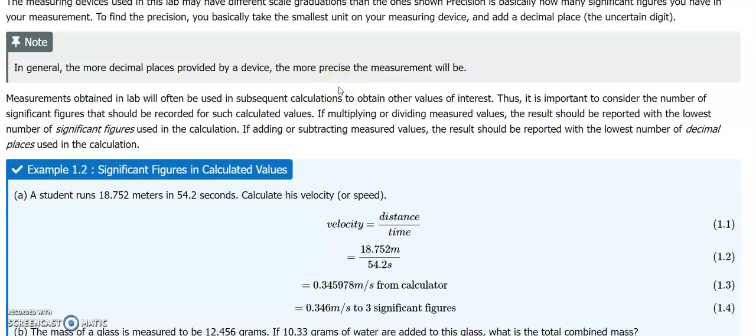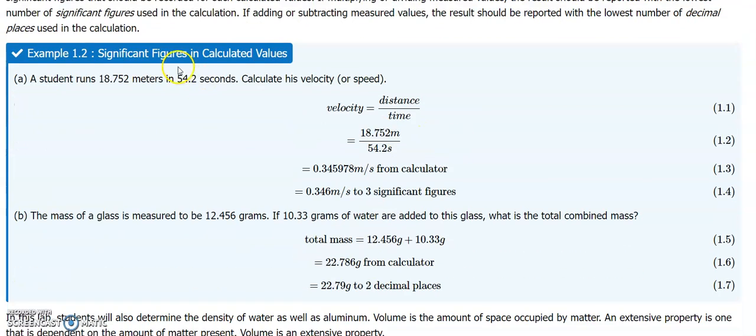Measurements obtained in this lab will often be used in subsequent calculations to obtain other values of interest. It is important to consider the number of significant figures that should be recorded for each calculated value. If multiplying or dividing measured values, the result should be reported with the lowest number of significant figures used in the calculation. If adding or subtracting measured values, the result should be reported with the lowest number of decimal places used in the calculation.